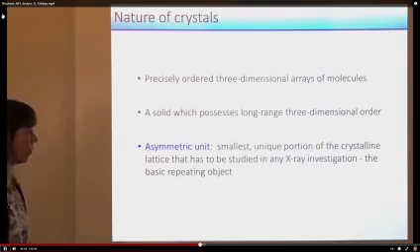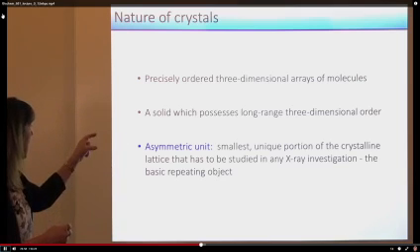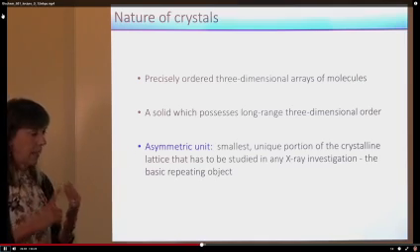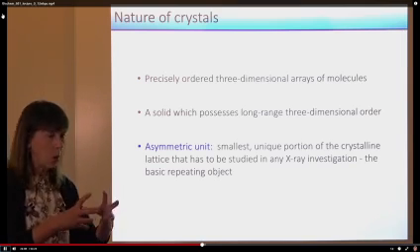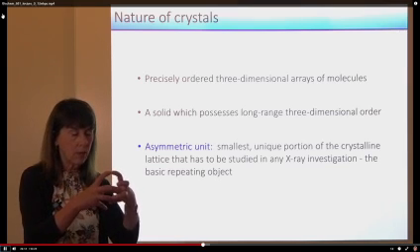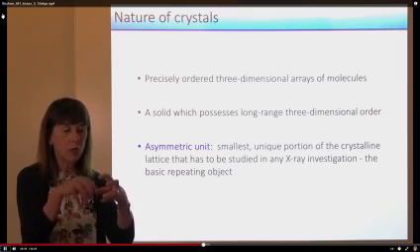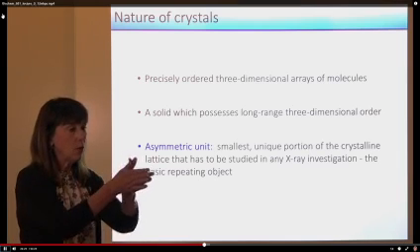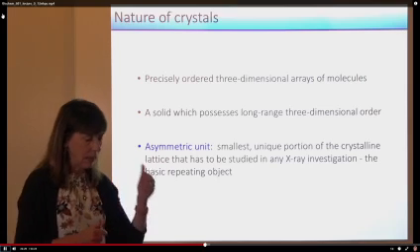Now let's talk about the nature of crystals. They're precisely ordered arrays of molecules. It's a solid which possesses long-range, three-dimensional order. And the asymmetric unit, that's an important thing that you're going to hear. The asymmetric unit is the smallest, unique portion of the crystalline lattice such that once you know what's in the asymmetric unit, then by the crystal symmetry, which we'll talk about, which is dictated by the space group, you can generate the unit cell. And once you've generated the unit cell, you can move the unit cell in 3 dimensions to generate the lattice. Asymmetric unit, important concept.